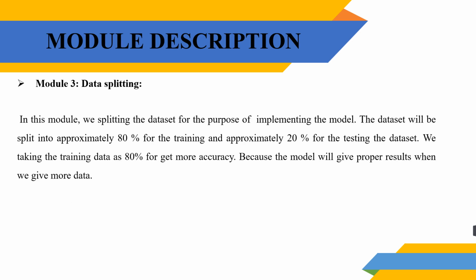And we split the data into training and test data. We need more data for the training, so it will give us better accuracy. So we are giving 80% of our data sets to the training data, approximately, not exactly, and 20% of the data sets will be given to the testing data sets.